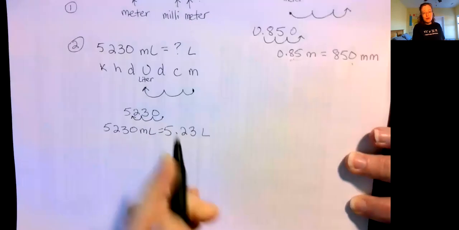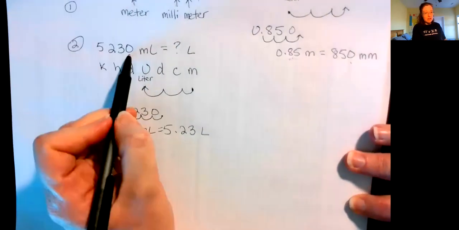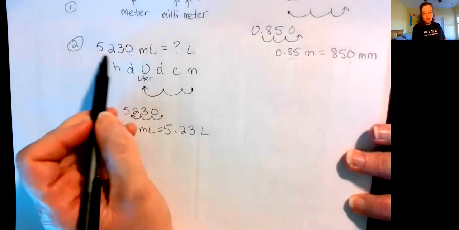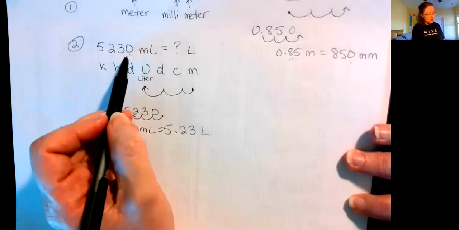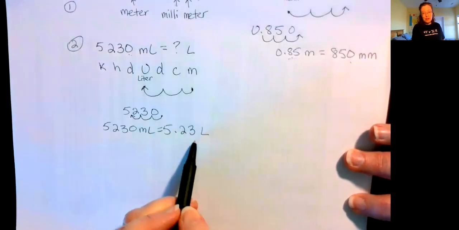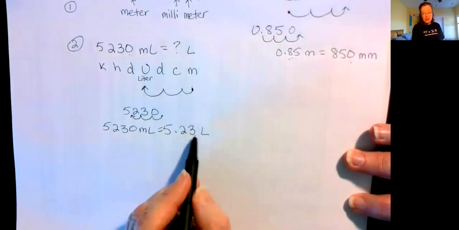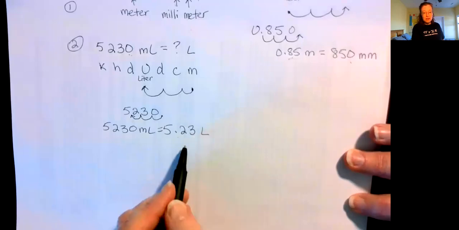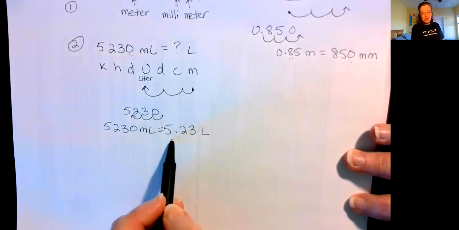What do we do with the 0? Well, up here, the 0 was not significant because there was no decimal in the number. Zeros at the end of numbers with no decimals are not significant. That means I don't want to recopy them down here. Now I have a decimal point. If I put a 0 at the end, it would be significant, and we're not allowed to do that. 3 significant figures here, 3 significant figures here as well.